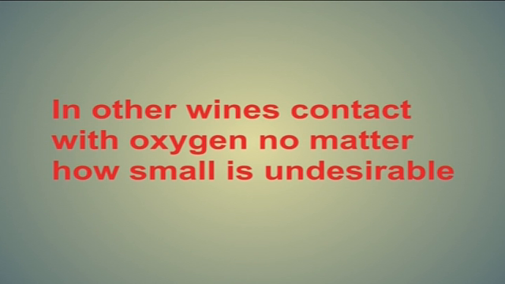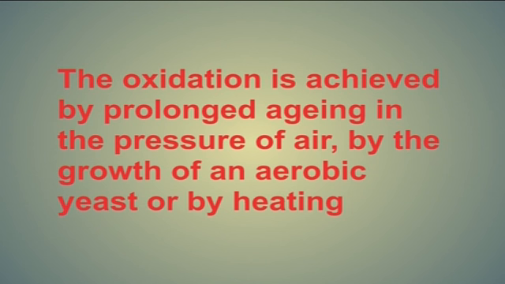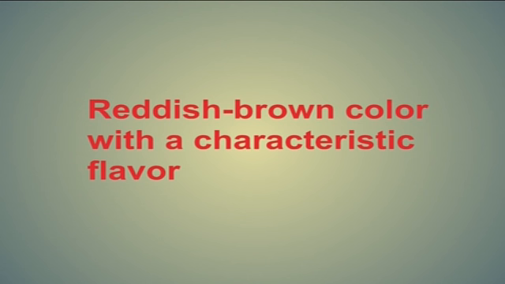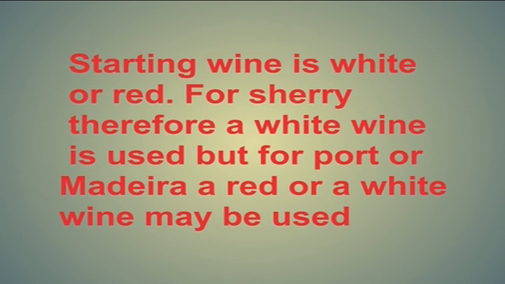Fortified wines. In other wines, contact with oxygen, no matter how small, is undesirable. The fortified wines are, however, produced by the deliberate but controlled oxidation of wine. The oxidation is achieved by prolonged aging in the presence of air, by the growth of aerobic yeast, or by heating. The consequence of this oxidation is a product which has a dark, reddish brown color with a characteristic flavor, whether the starting wine is white or red.